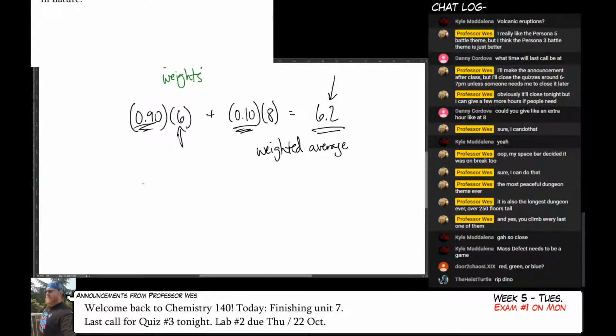So let's suppose that I had 2 different atoms. I had iron, I gotta look at the periodic table here, iron 55 and iron 56.